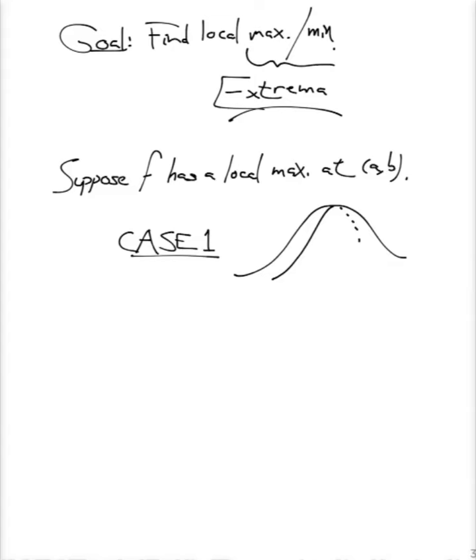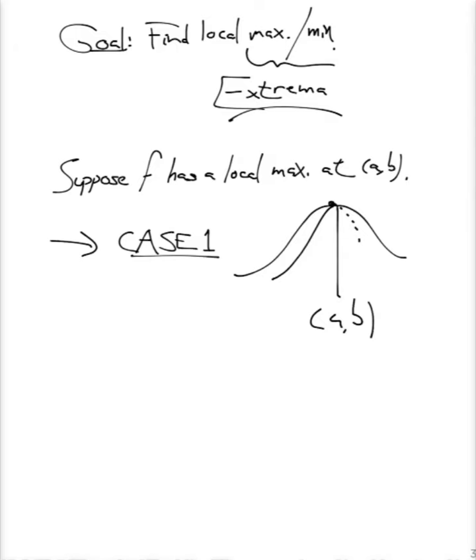To see how this is done, let's begin by supposing that f has a local maximum at some point a comma b. Well, there are two ways this can happen. Roughly, either the function is differentiable at that point, or it is not. Let's suppose, for case 1, that the function is differentiable at that point. That is, that the function has well-defined derivatives in the x and y directions, or in other words, that the partial derivatives are defined at that point.